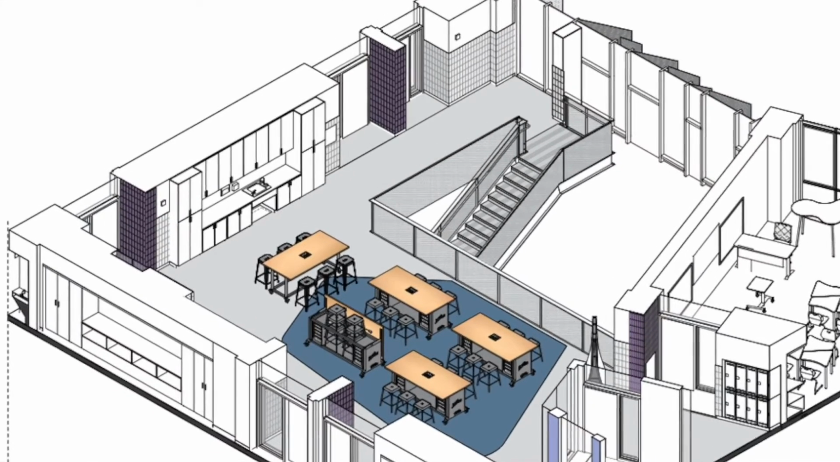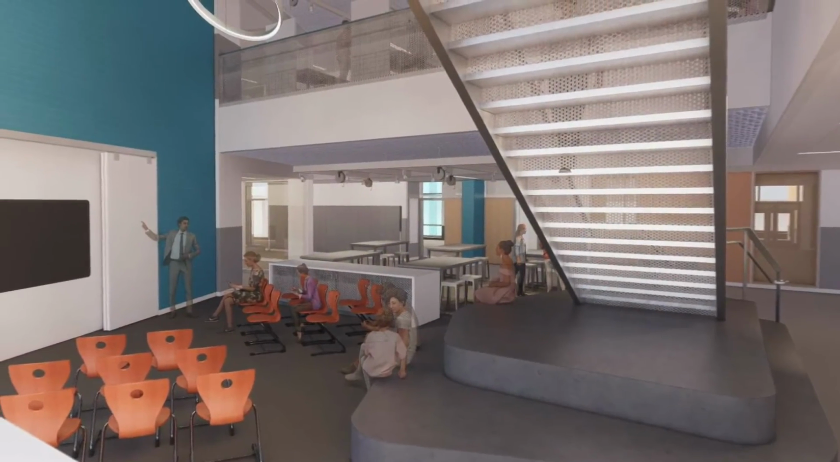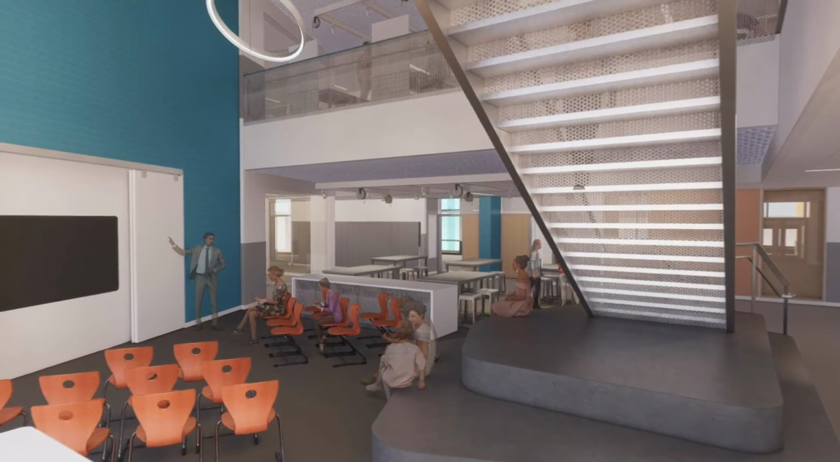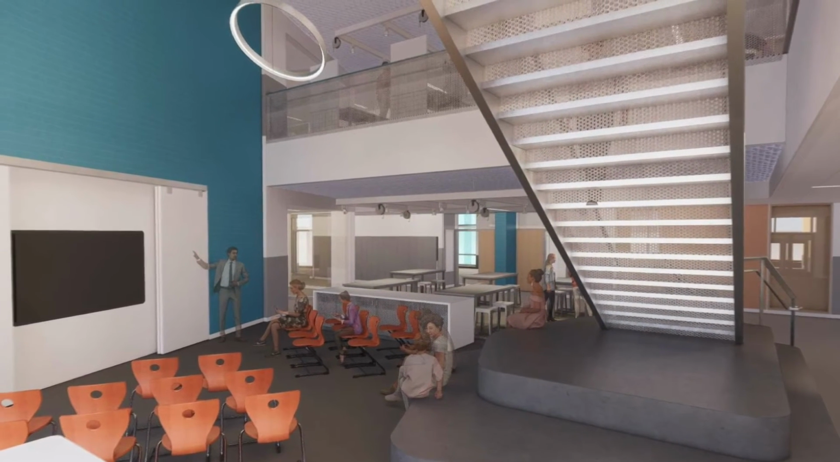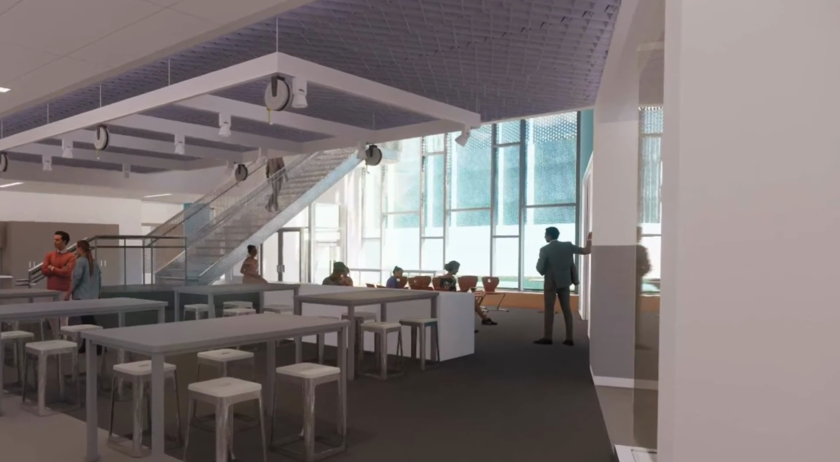And then this space with the double height is conceived of as a presentation area. So behind those sliding whiteboards, there'll be a Promethean board. And the idea is that you could have a small group presenting right there with the whiteboard or the technology.